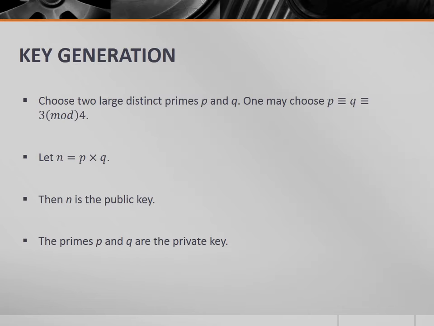This cryptography uses both public and private key. In the key generation phase, first we select two large distinct prime numbers which are either congruent to 3 mod 4 or 1 mod 4. It is preferred to use the 4k plus 3 form to make decryption easier. N is equal to P multiplied by Q is the public key, and the prime numbers P and Q are private keys.